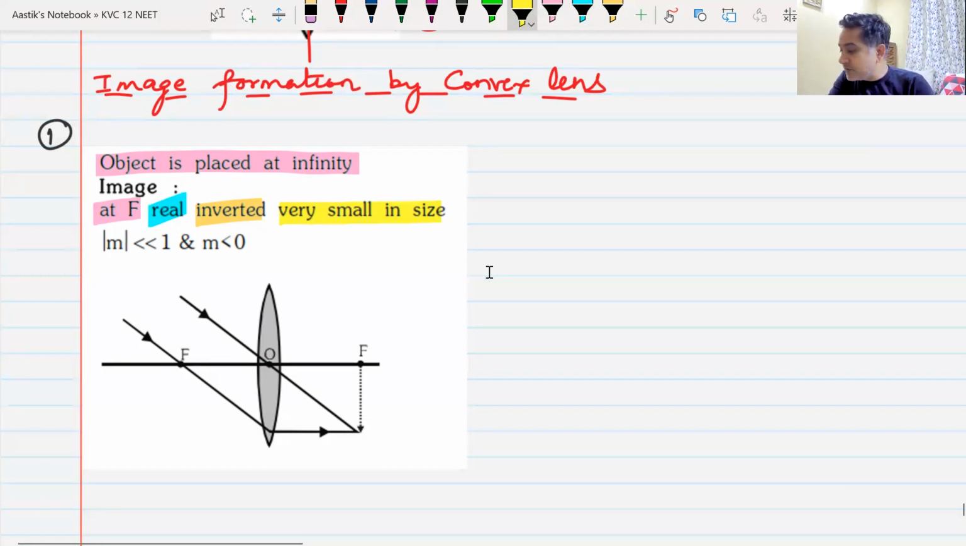Do you remember what was the second position, my dear friends? Between infinity and center of curvature. Here there is no center of curvature. We call it 2f. R was 2f. So now the second position is between infinity and 2f.